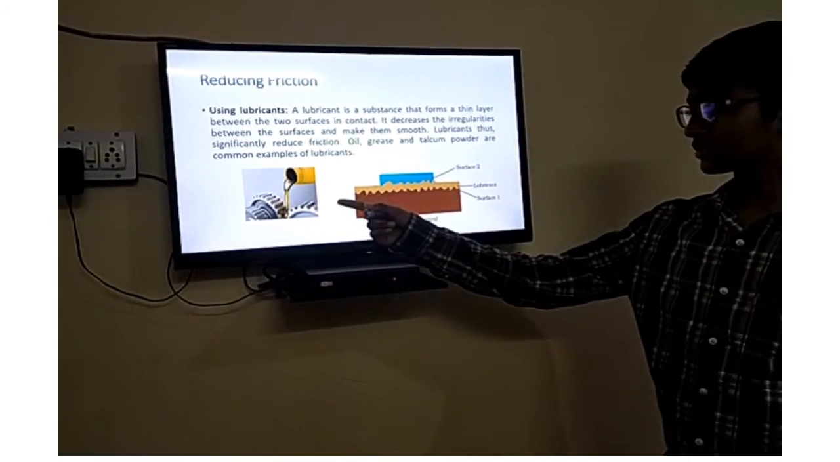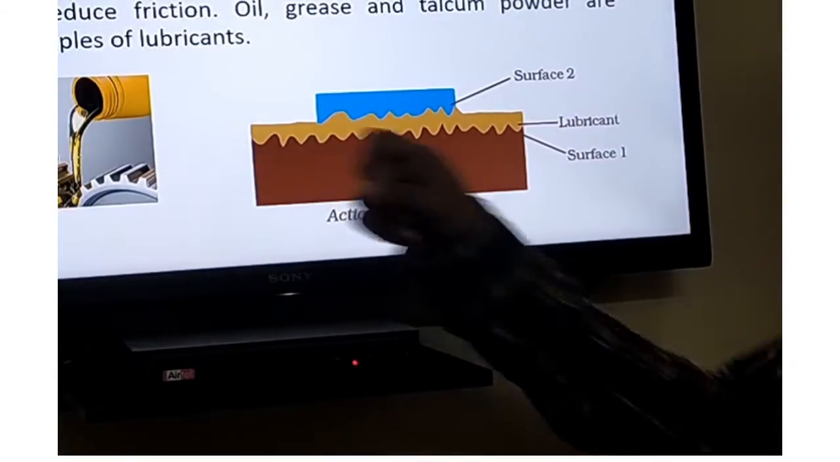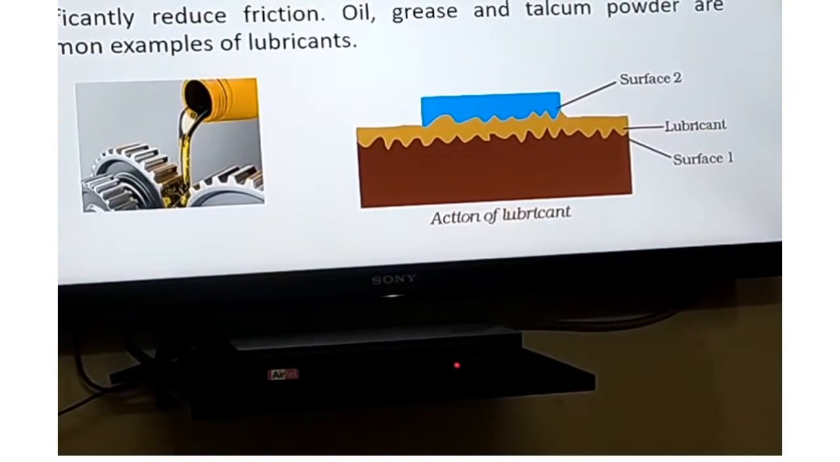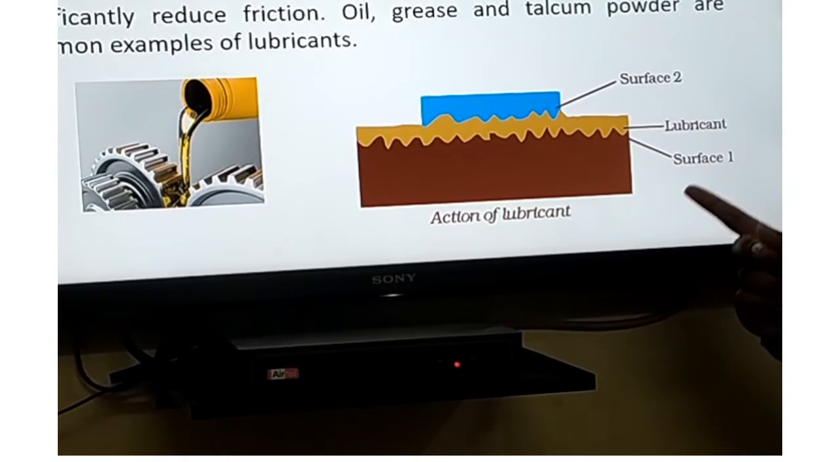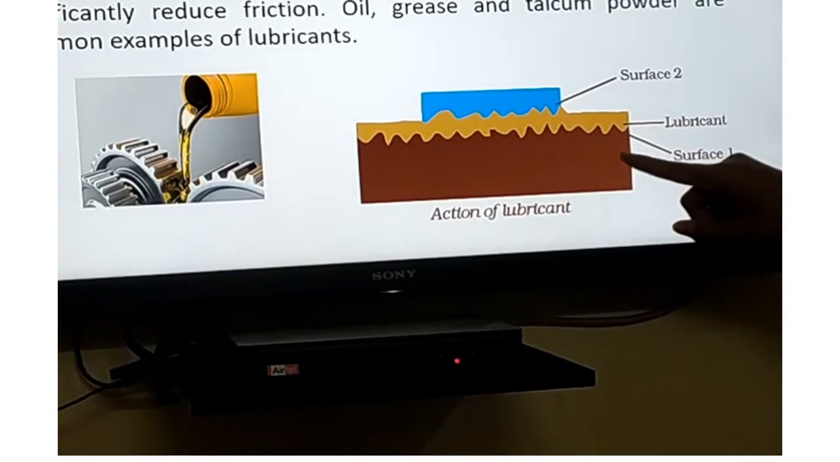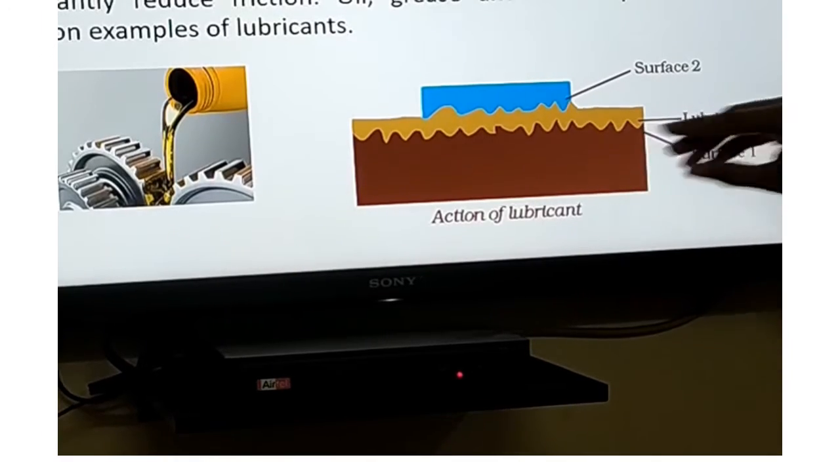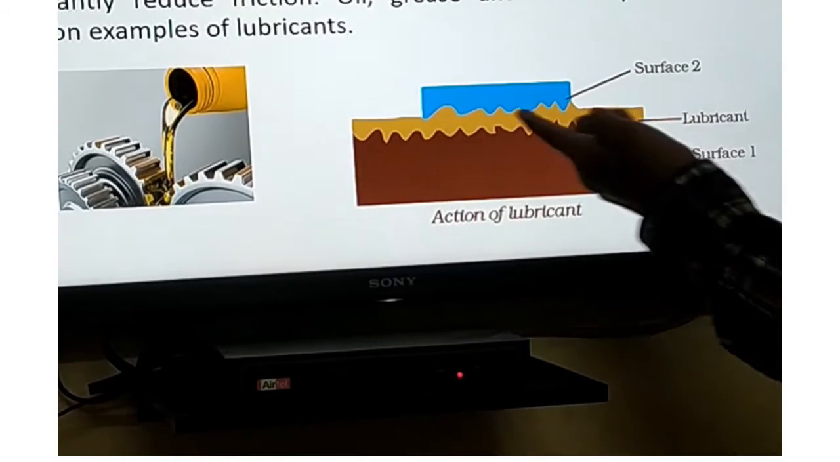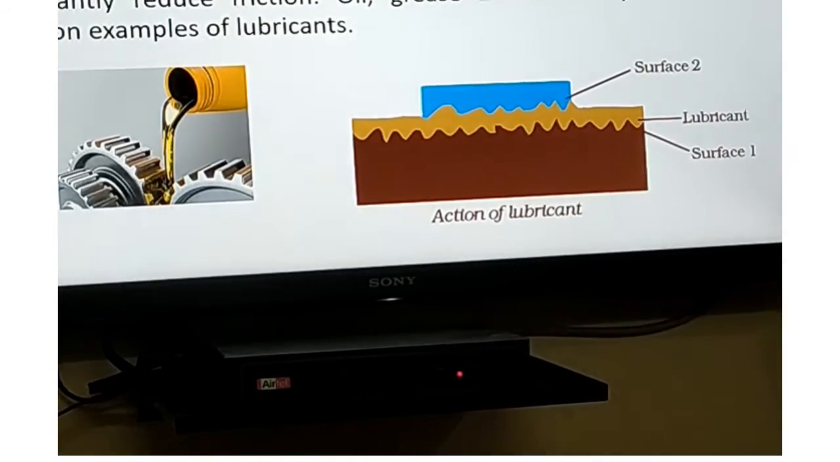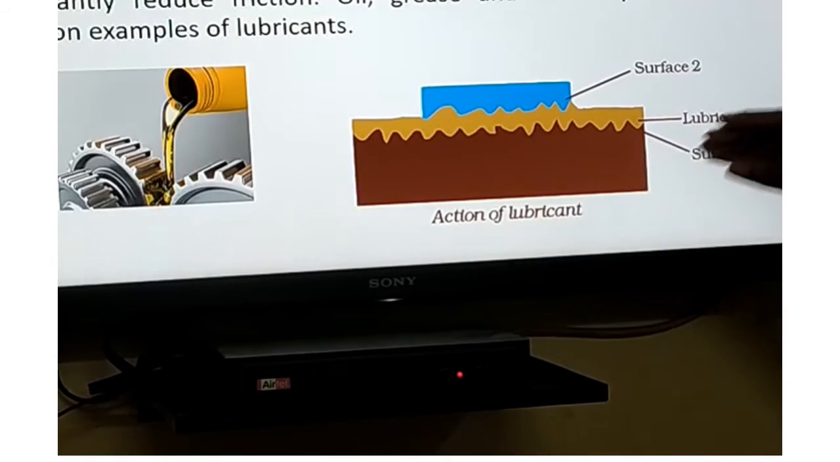Here in the first picture you can see lubricant is being applied on a machine, which will reduce friction produced by the machine. In the second picture you can see the action of lubricant. It is surface 1, it is surface 2, and in between the surfaces there is a thin layer of lubricant. It has decreased the irregularities between the surfaces in contact and has made them smooth.